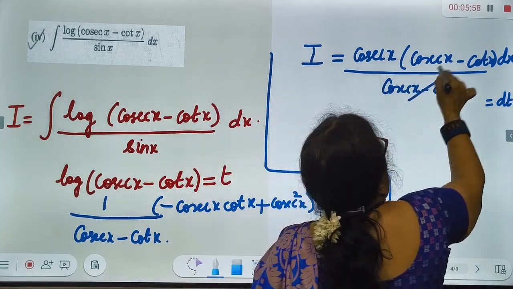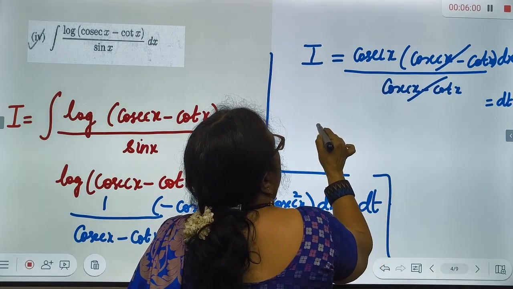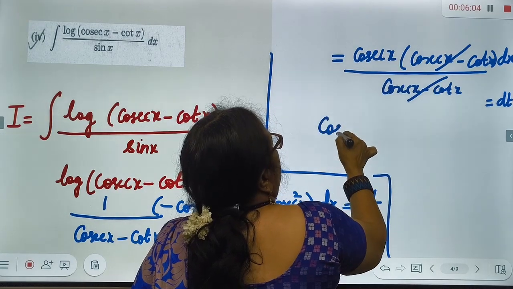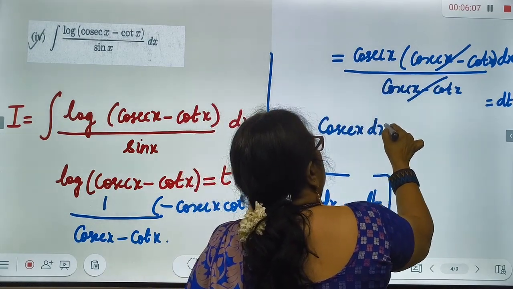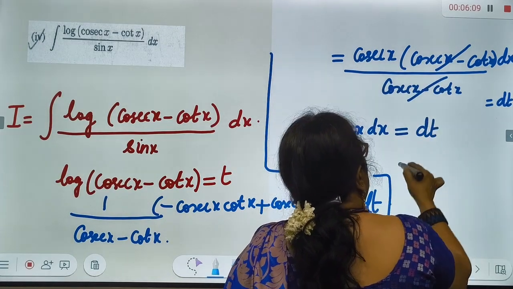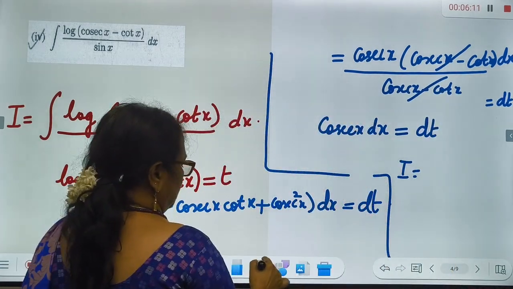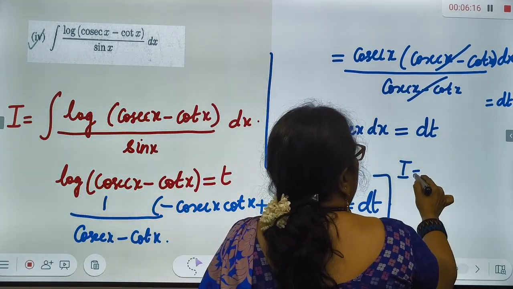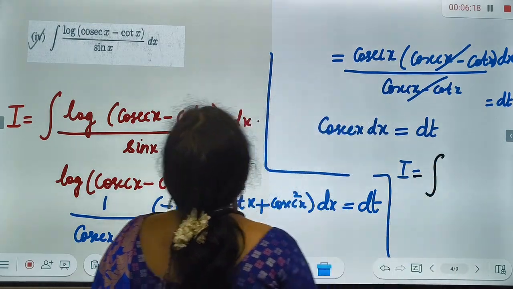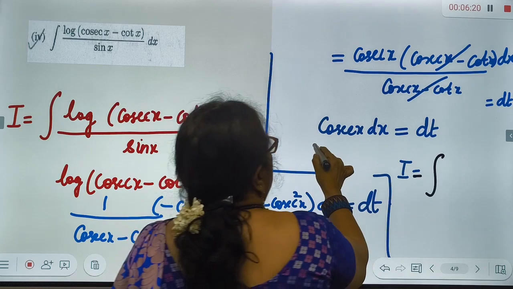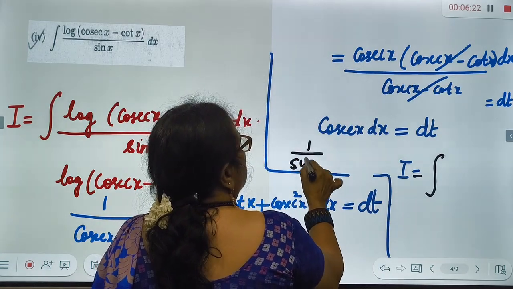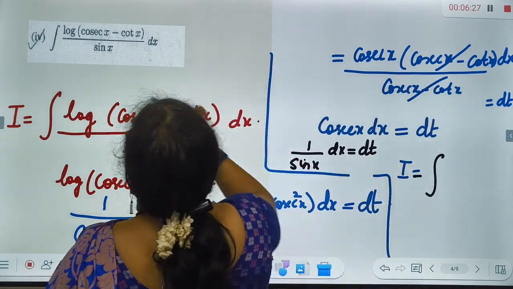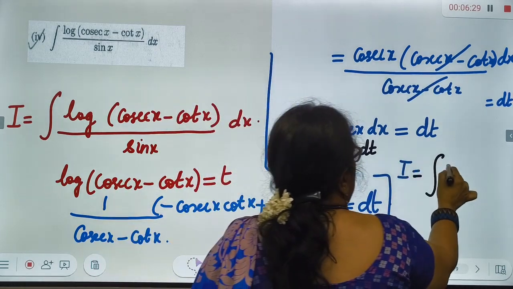So cosecant x minus cot x gets cancelled. Therefore cosecant x dx equal to dt. So I equal to integral of, what is cosecant x? 1 by sin x. So 1 by sin x dx is dt.